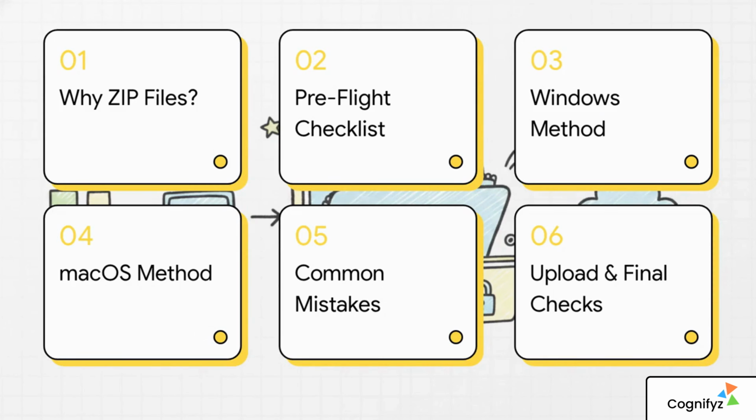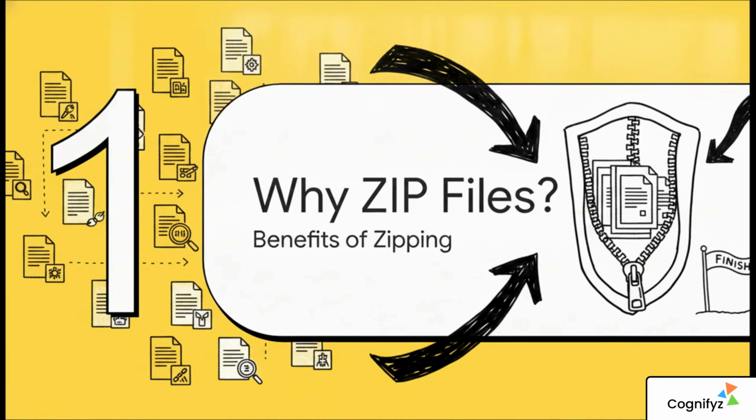Okay, let's dive into the structured roadmap. Today we're looking at why we even use zip files, your pre-flight checklist, step-by-step guides for both Windows and macOS, how to dodge some common mistakes, and finally, the uploading process and final checks. So, starting right off with Section 1, why we zip files.